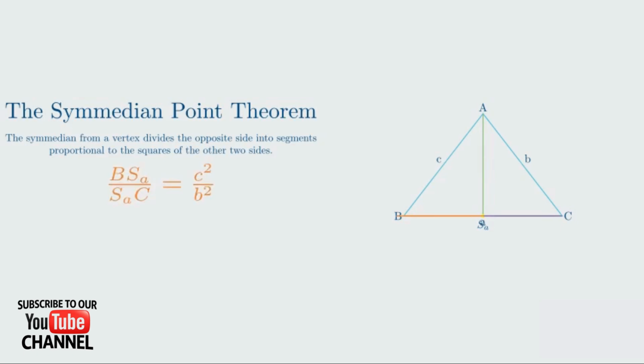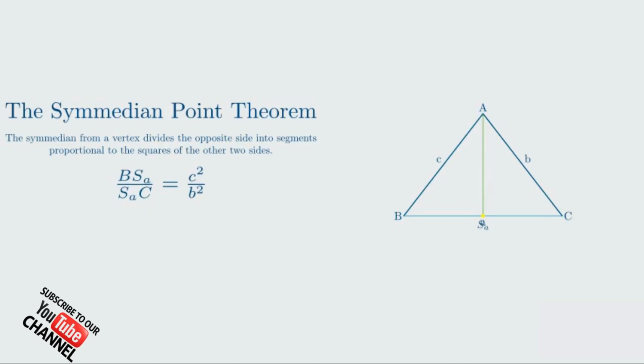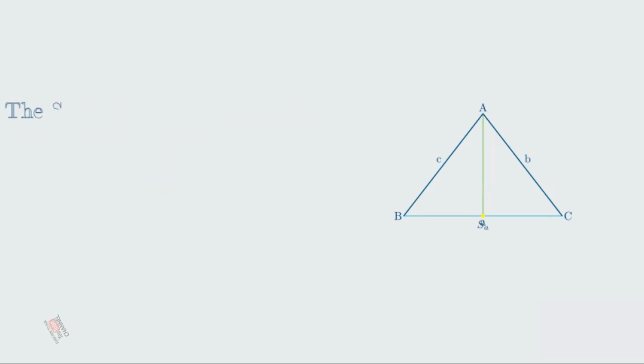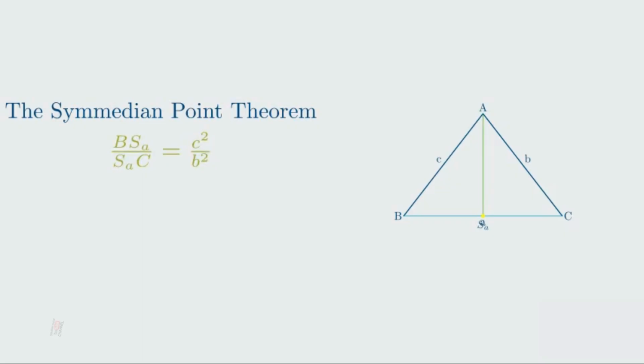The ratio of BSA to SAC is equal to the ratio of c squared to b squared. The segment closer to vertex C, SAC, corresponds to side c squared, and the segment closer to vertex B, BSA, corresponds to side b squared. This is a fundamental property. If you remember that the angle bisector divides the side in ratio c to b, this Symmedian theorem is its squared counterpart. It tells us the symmedian has a very specific and elegant relationship to the triangle's side lengths. This theorem is the bridge we need to connect the Symmedian point to the minimization problem we're trying to solve. In our next step, we'll use this theorem to get started on the proof.